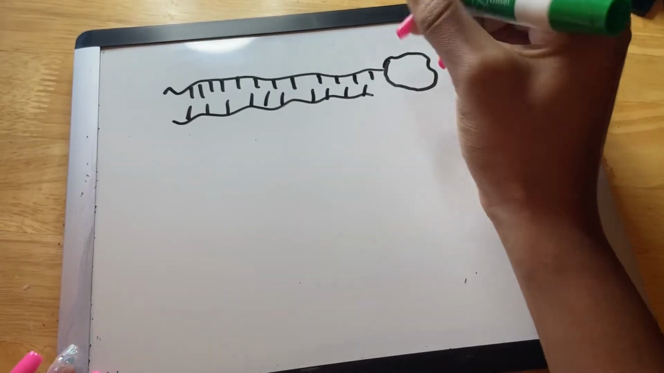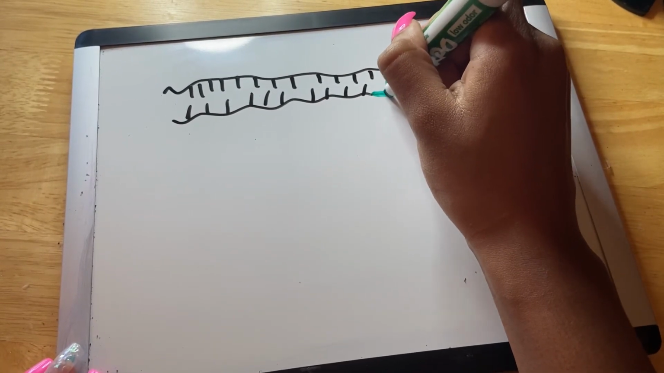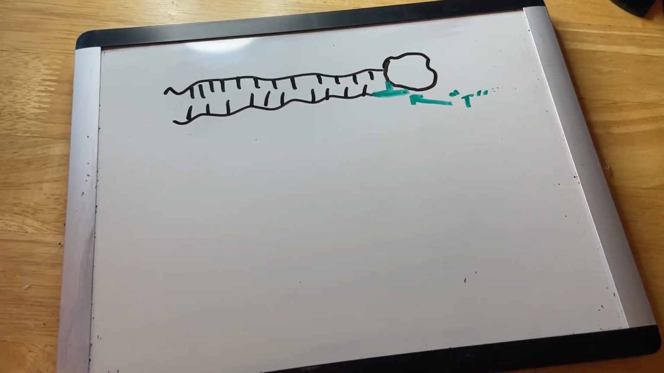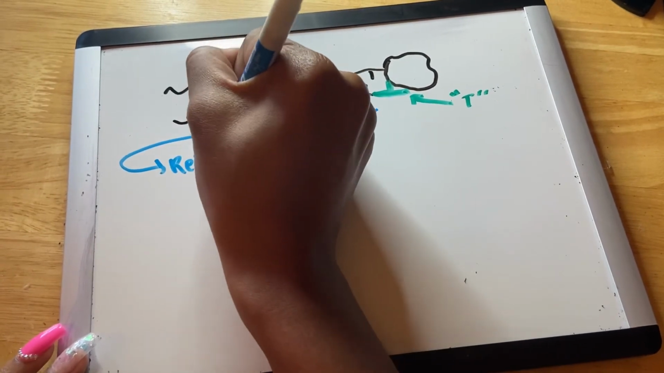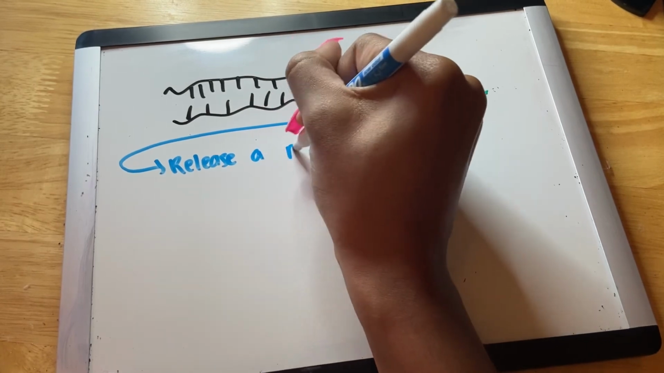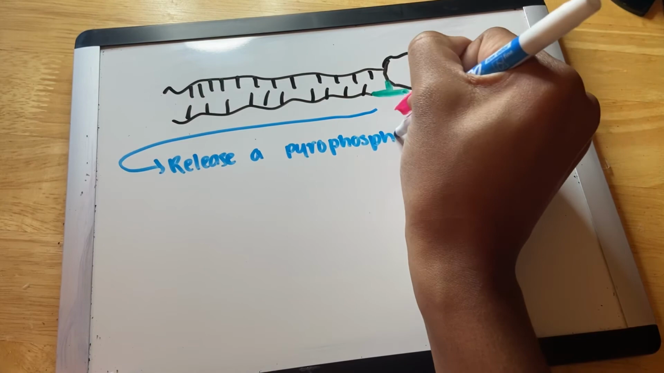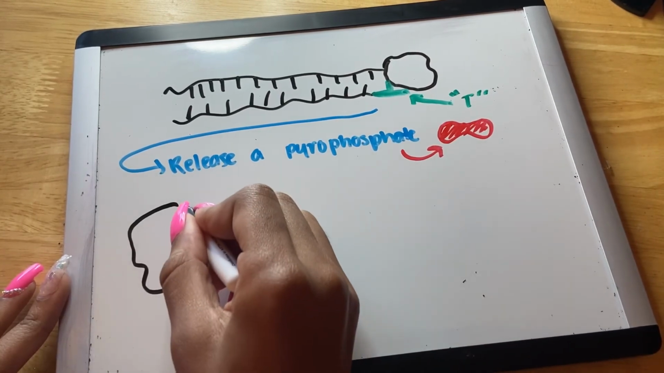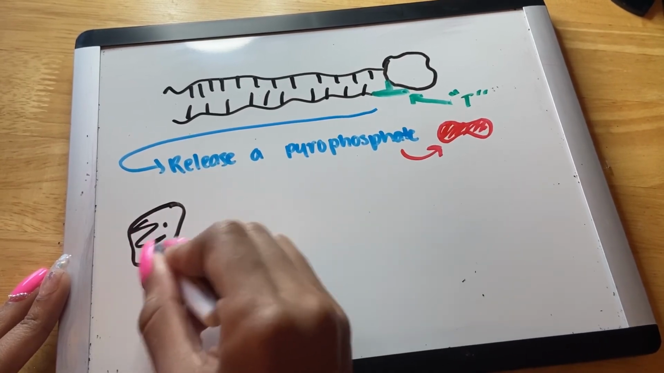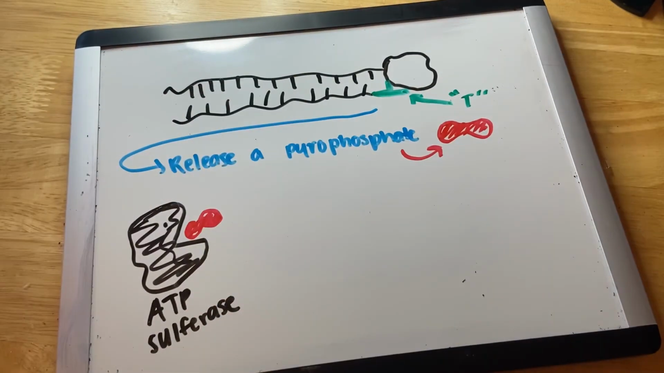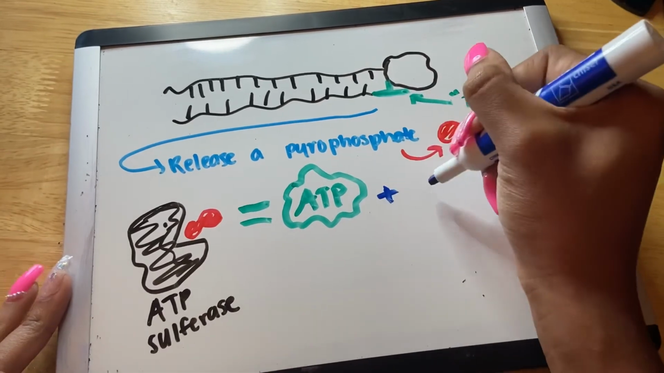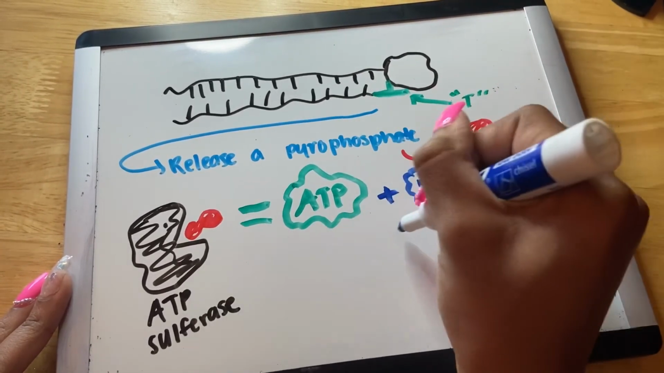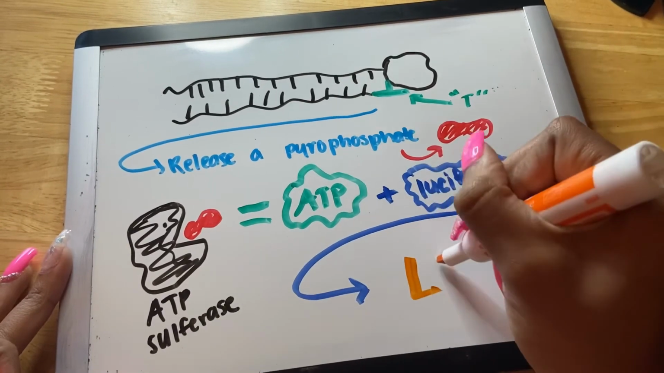So there is going to be DNA polymerase. DNA polymerase adds a new strand. Let's say, for instance, that new strand is a T. So once DNA polymerase adds a new nucleotide, it releases a pyrophosphate. Once the pyrophosphate is available, ATP sulfurylase engulfs it and converts it to ATP. Once the ATP is released, it joins with luciferase. And once the two are joined together, it gives off light emission.